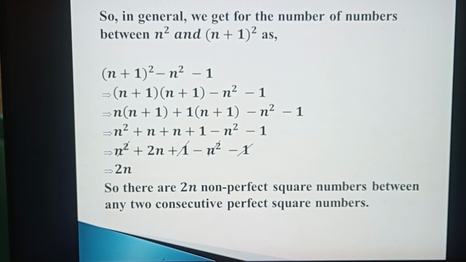So we expand and simplify this expression. This algebraic expression can be simplified as n squared plus 2n plus 1 minus n squared minus 1. The n squared and 1 will get cancelled, and we are left with just 2n. So there are 2n non-perfect square numbers between any two consecutive perfect square numbers.